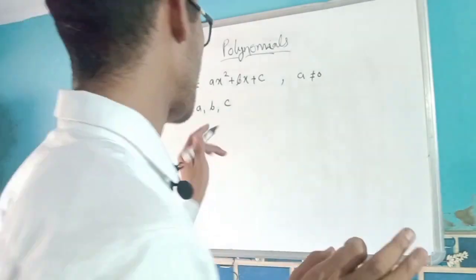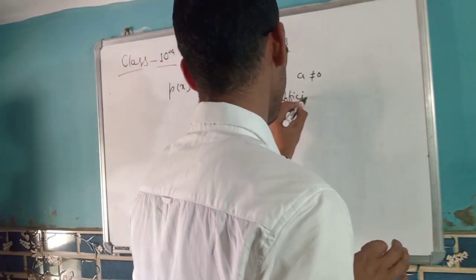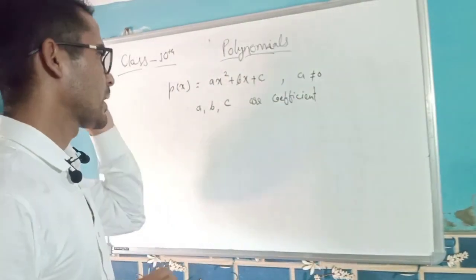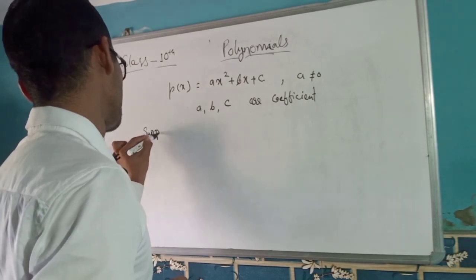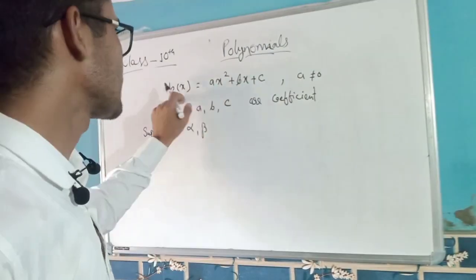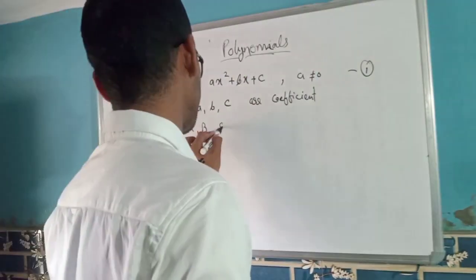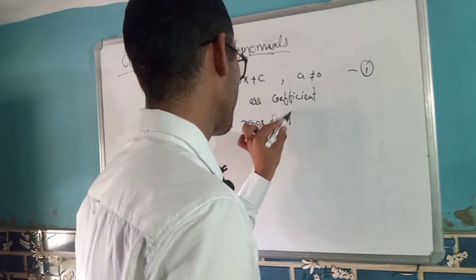a, b and c are coefficients. Now we'll suppose alpha and beta are zeros of this polynomial. Let's give it a name, equation 1: alpha and beta are zeros of p of x.